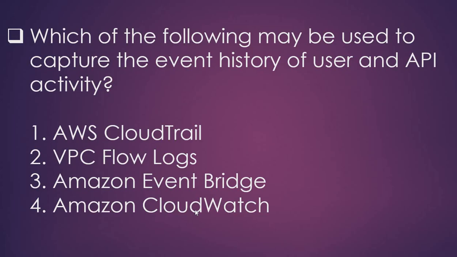You know that CloudWatch is used for monitoring, creating dashboards and capturing logs, so that cannot be the answer. EventBridge is for event-driven programs, where you want to generate some event on some action, or you want to trigger a Lambda function, something like that. VPC flow logs, which I have already shown you, are not for user and API activity. So the correct answer is AWS CloudTrail.